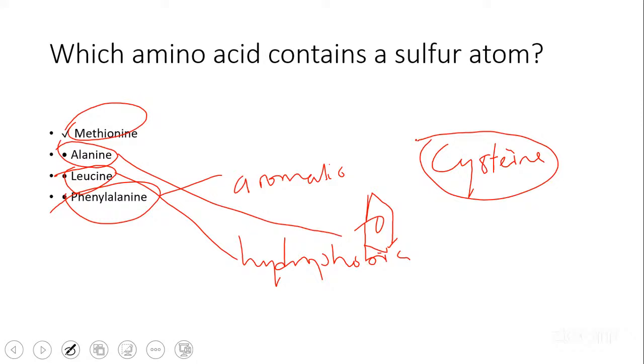But cysteine's sulfur is in the reduced form, while methionine's sulfur atom is in the oxidized form. Know the difference. If I give a structure, you'll see that for yourself.